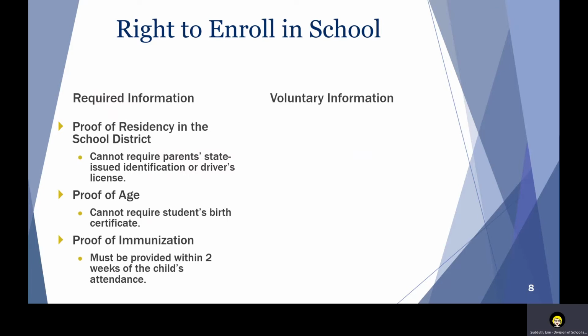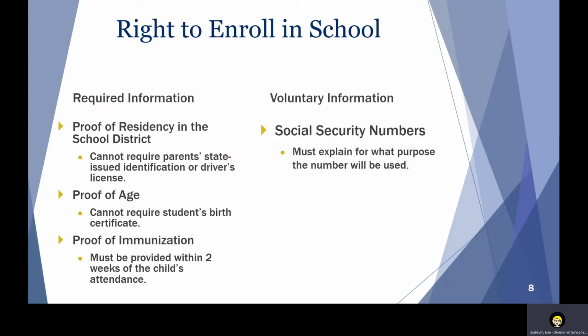The final piece of required information is the proof of immunization, and this must be provided within 2 weeks of the child's attendance. Next is voluntary information. Social Security numbers are voluntary information. It's important that on the form, the district explains the purpose for which that number will be used. Race or ethnicity data is also voluntary.